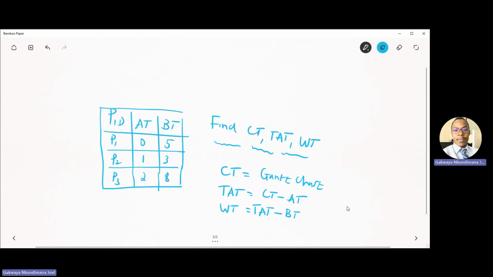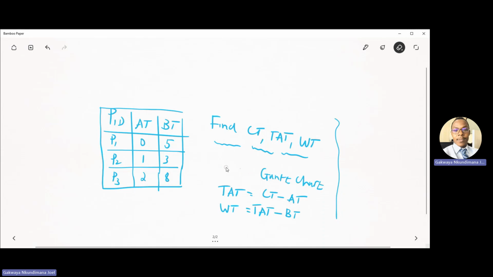So we're going to use these formulas to do the following. Here we cannot write that this is equal, it's not equal. For completion time, we need the Gantt chart to complete it. So we cannot write it this way. I just wanted to explain to you that we need a Gantt chart.